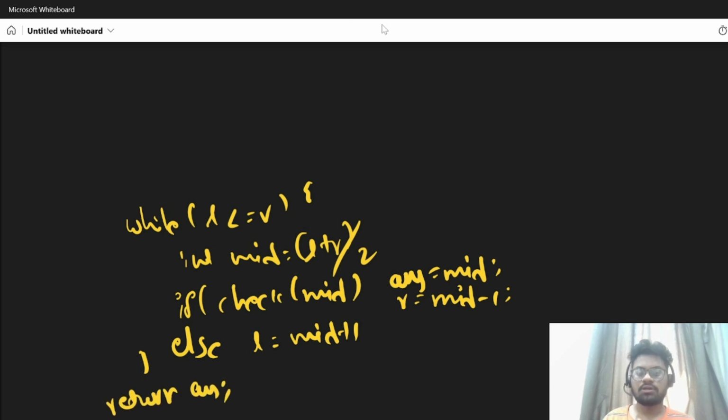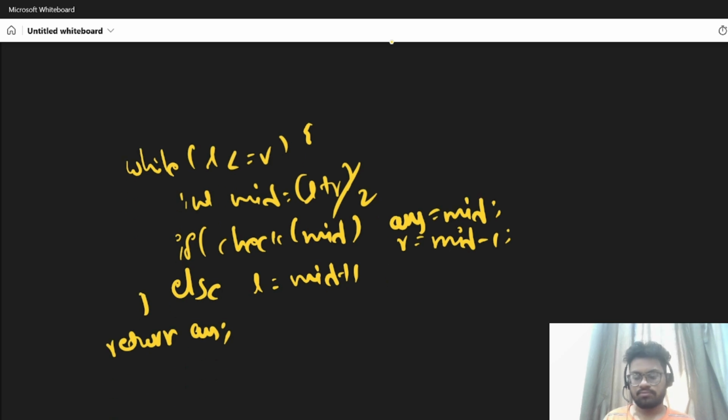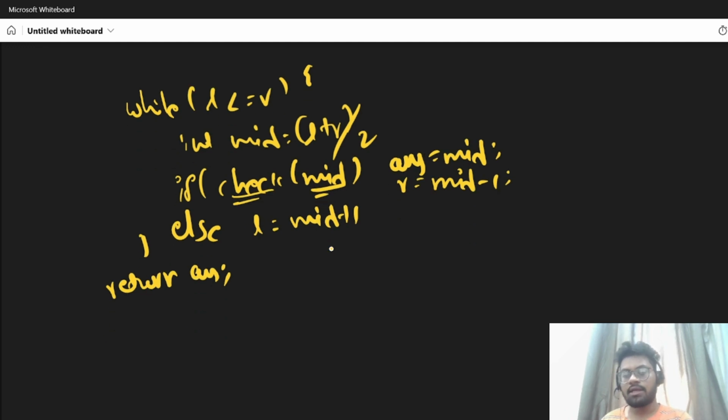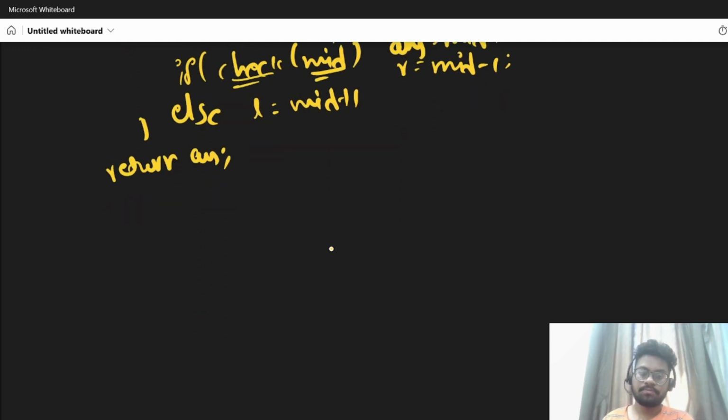Okay, that's cool. So how do we check for a particular mid? This is a boolean function which returns whether it is possible for that mid minutes. Mid can be any value, so we need to check whether, for that mid, it is possible to repair all the cars or not. I'll explain how to use this logic.